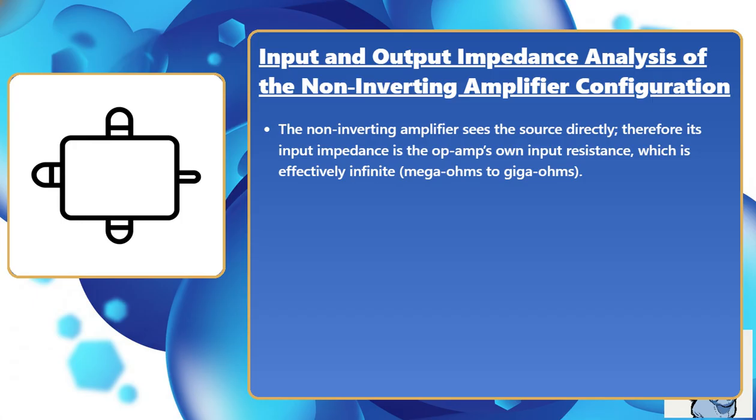The non-inverting amplifier sees the source directly. Therefore, its input impedance is the op-amp's own input resistance, which is effectively infinite, mega-ohms to giga-ohms.